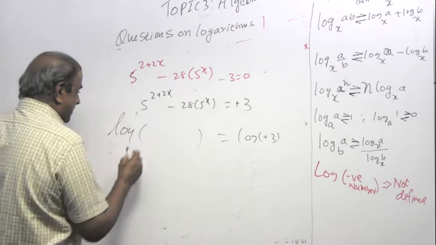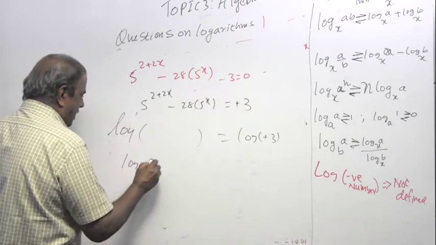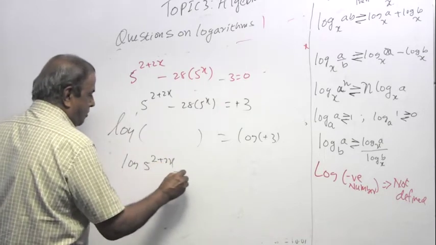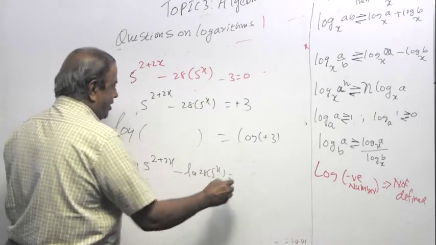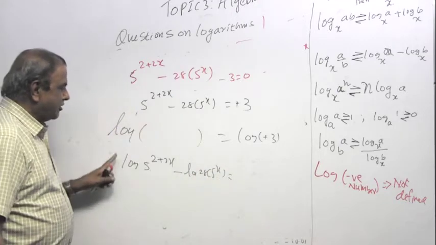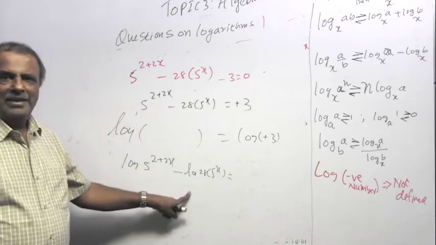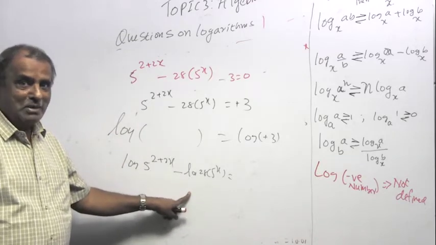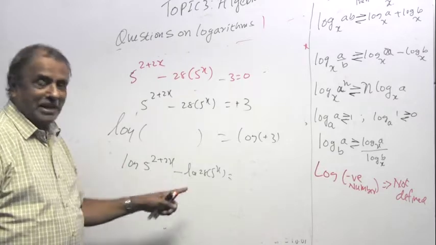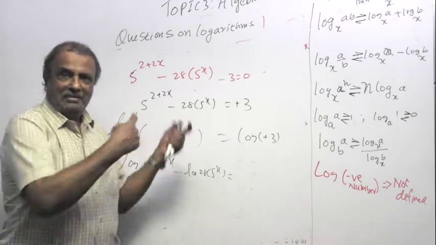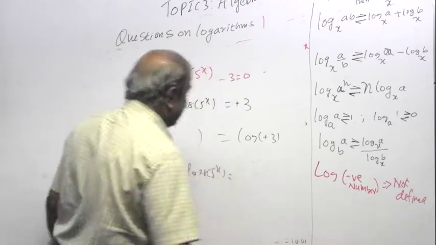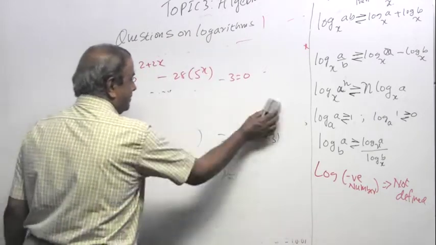And then they go to say log of 5 power 2 plus 2x minus log of 28 times 5 power x. I'm sorry, log of a minus b is not log a minus log b. It's again Paris. You remember I told you Paris. Take it to Paris, get it approved by the World Mathematical Society, come back, I will teach this way. Till then, let me stick to the way I know it.